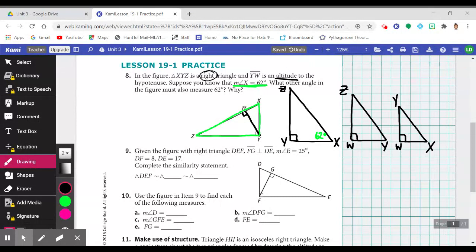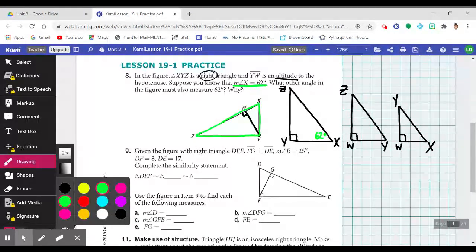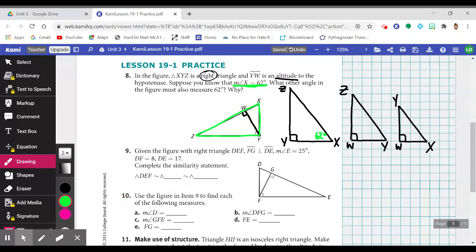So they want us to know what other angles had to be 62 degrees and why. If these three triangles are in fact similar triangles, then corresponding angles are congruent. And if we know this angle is 62 degrees, then these two angles combined have to be 90, because 90 degrees is already taken up by that right angle. So I believe that will be 28 degrees here. They don't really want to know what angles are 28 degrees, but it wouldn't hurt.